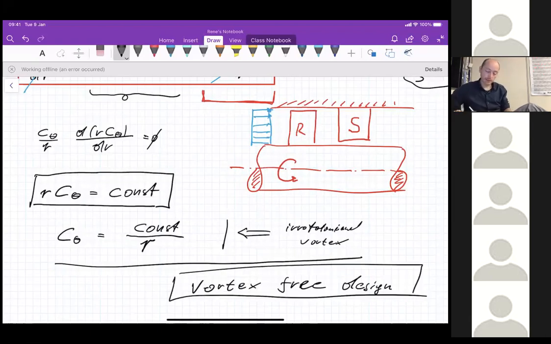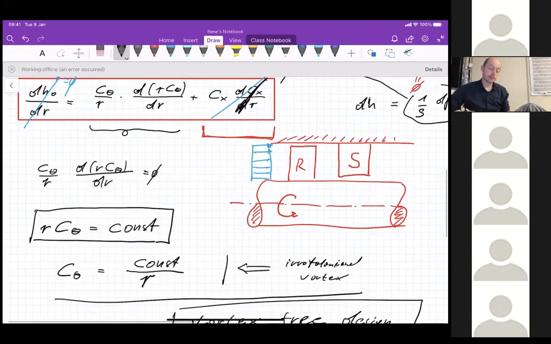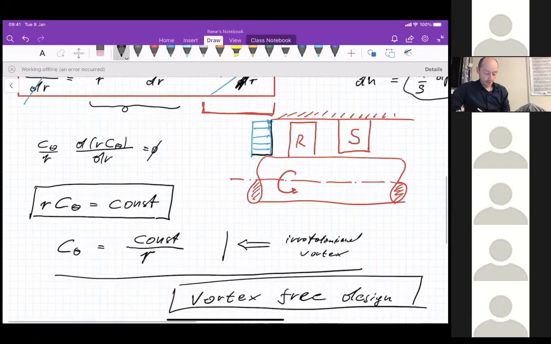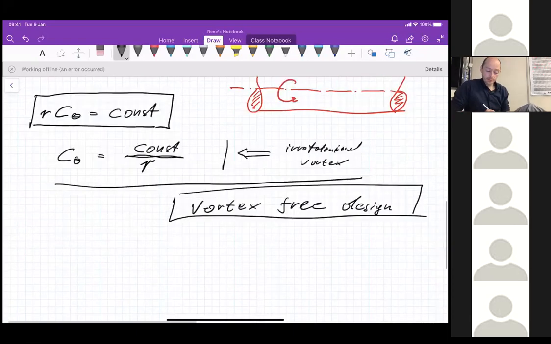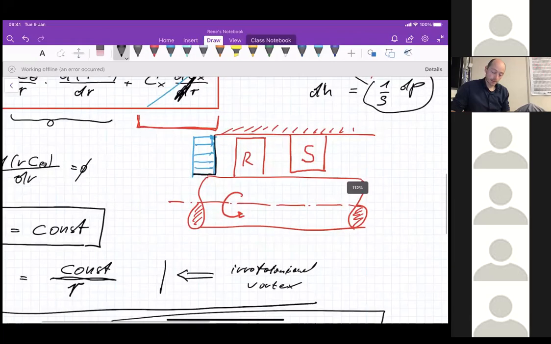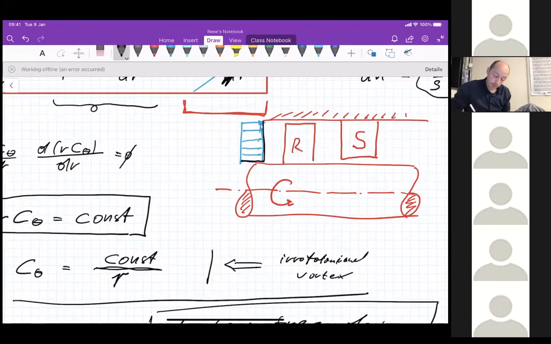With a vortex-free design, you have ensured constant axial velocity across the radius and constant total enthalpy across the radius. And then you know that you have to vary your C theta as a function of a constant divided by r, which is a hyperbola, right? So your C theta has to change as a function of a hyperbola. Let me put it here. It has to be a function, something like that.